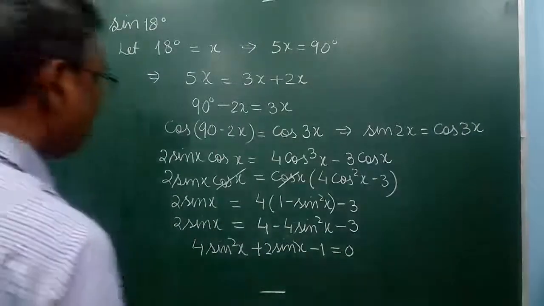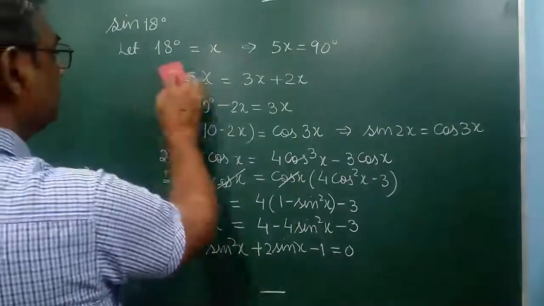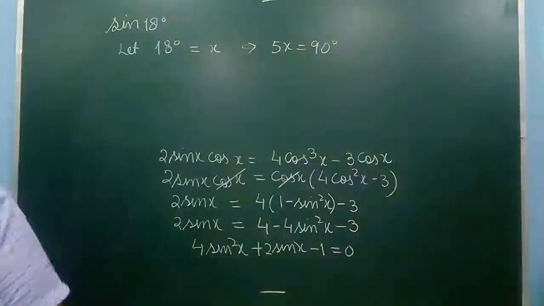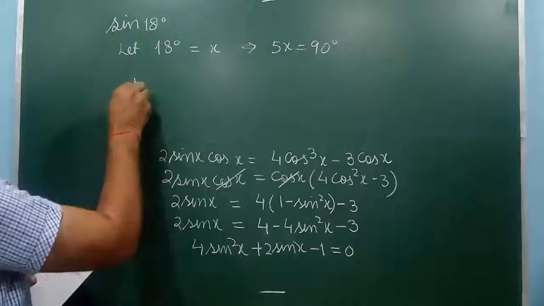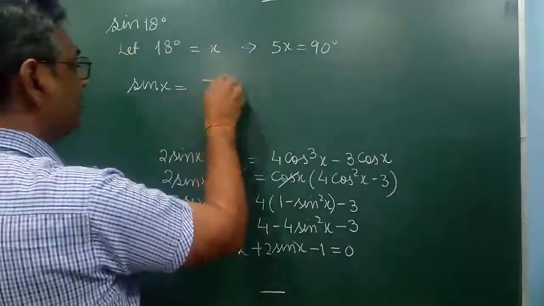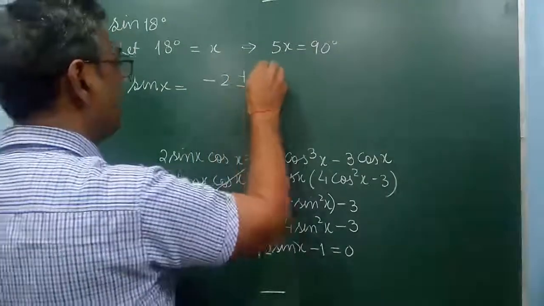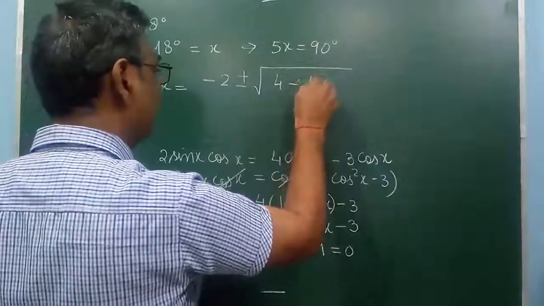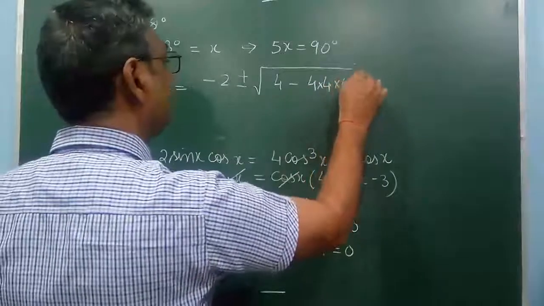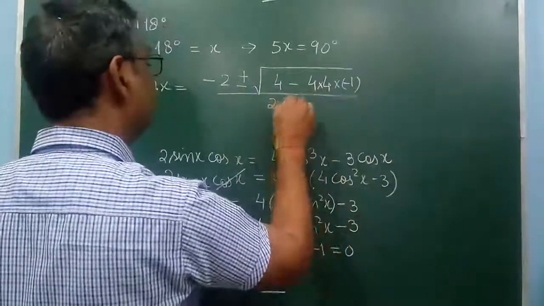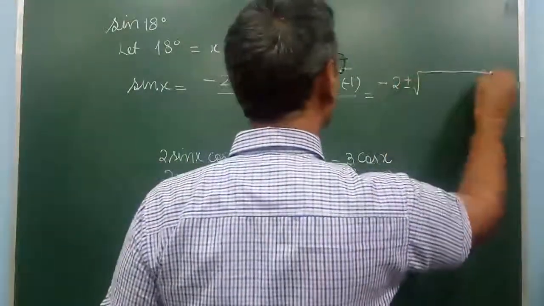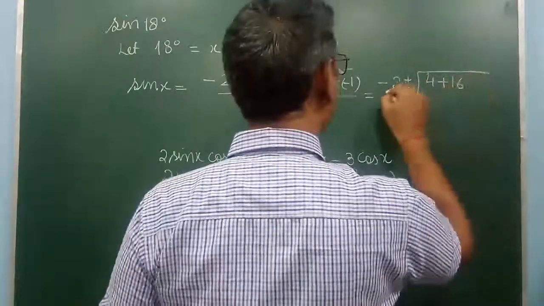Now, what we have to do? We have to use Sridharacharya formula to find the value of this. Sin x equal to minus 2 plus minus under root 4 minus 4, a is 4 into minus 1, upon 2a, 2 into 4, and this equal to minus 2 plus minus under root 4 plus 16 by 8.